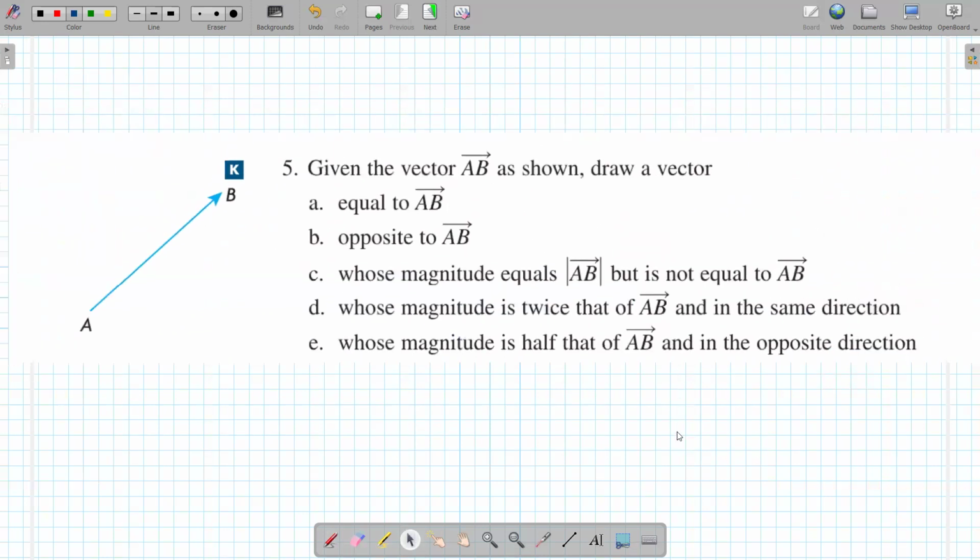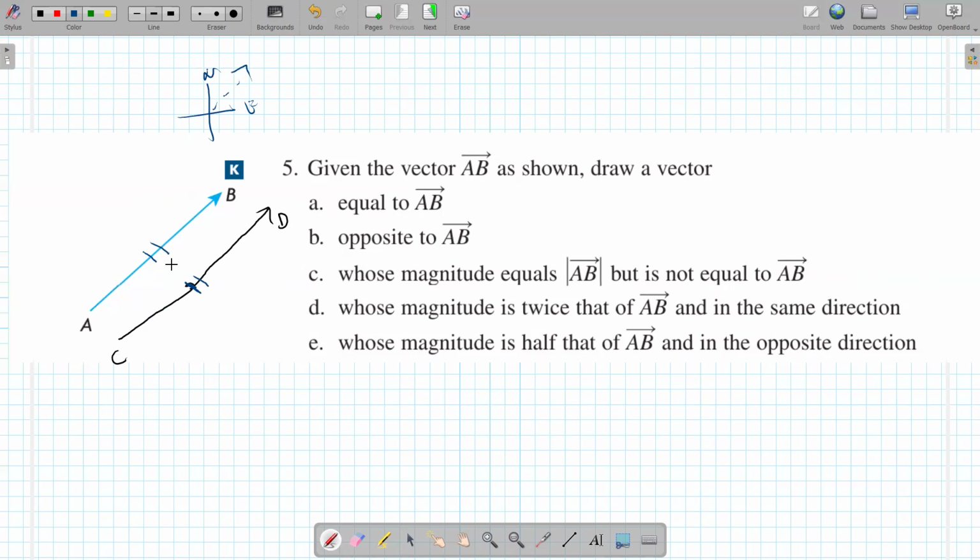Okay, this one's also very simple. It says, given the vector AB as shown, draw a vector equal to AB. Equal means it has to be the same length and the same direction, yeah? So what I'm going to do is make another vector, and just assume that this is straight, CD. It's going in the same direction. Let's say it's both going northeast. So they're both going in this direction, and the side lengths are the same. So AB is equal to CD. That's going to be an equal vector.